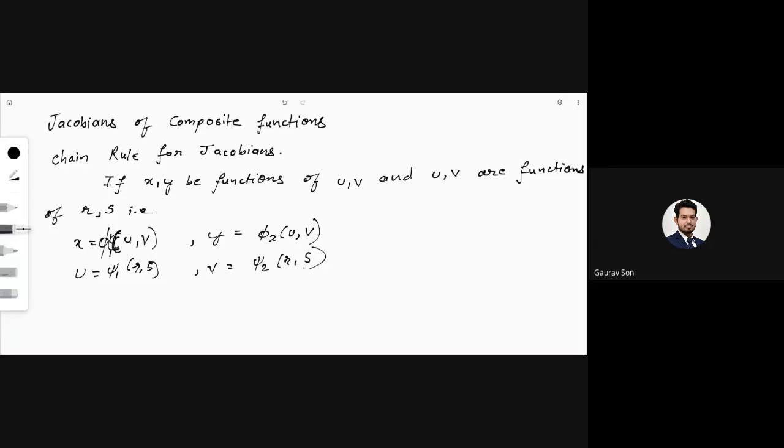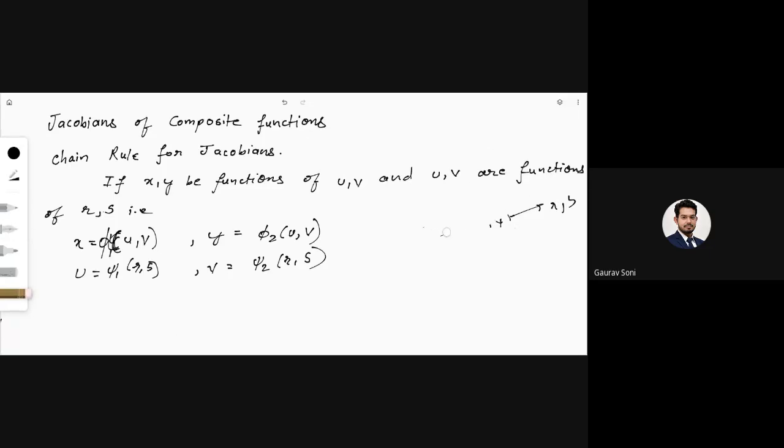So we can see that these functions can be combined. I mean, all four of them represent one function. x is a function of u, v, and u, v are functions of r, s. y is a function of u, v, and u and v are functions of r, s. So they are connected in a manner like x, y, u, v, and in u, v I can put the values of r and s. So ultimately, x and y become functions of a function of r and s.